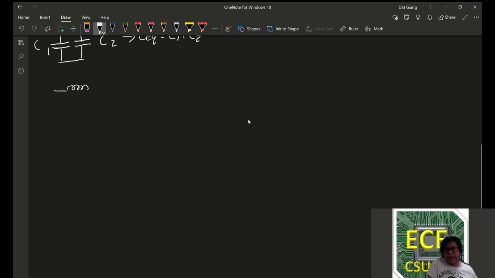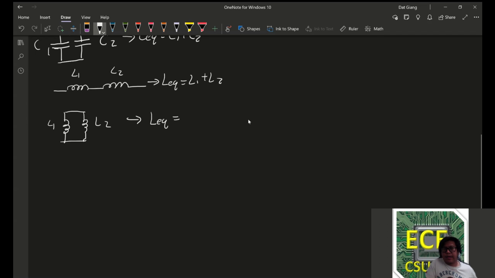Finally, for inductors, we have two inductors in series that combine like they would for resistors. So L equivalent is L1 plus L2. Whereas if they're in parallel, L1 and L2, we would combine them as we would with resistors in parallel: L1 L2 divided by L1 plus L2.